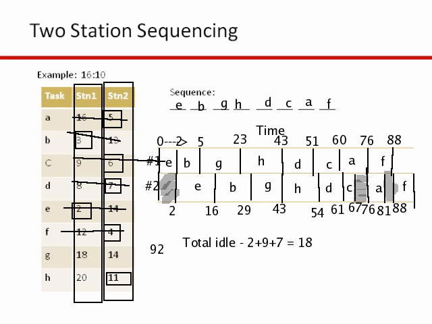Okay, so any questions? There's really 2 things with 2-station sequencing. Number 1, using the algorithm to come up with the optimal sequence. And the second part of it is putting that sequence on a Gantt chart and then tracking the idle time that you get with the sequence. And the idle time will primarily be on machine 2. So any questions on this example?